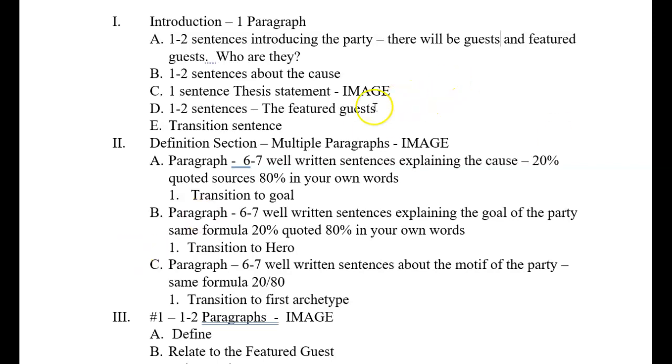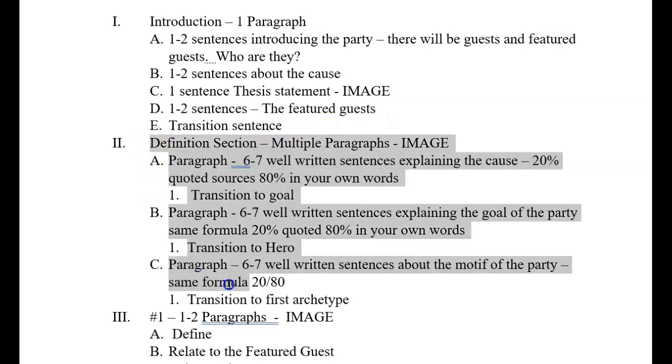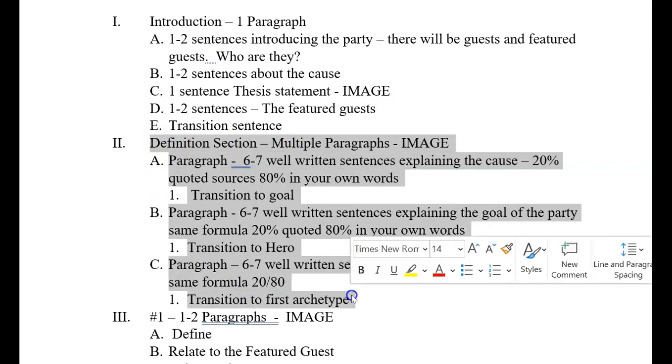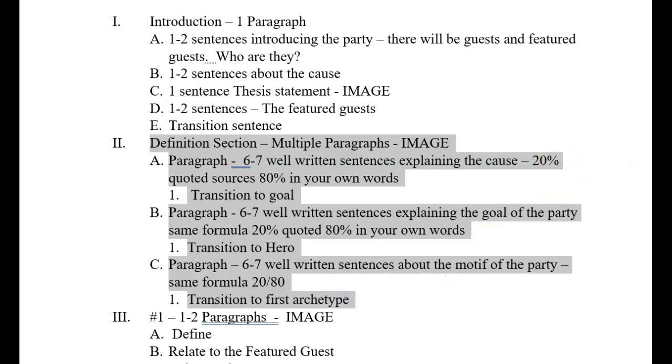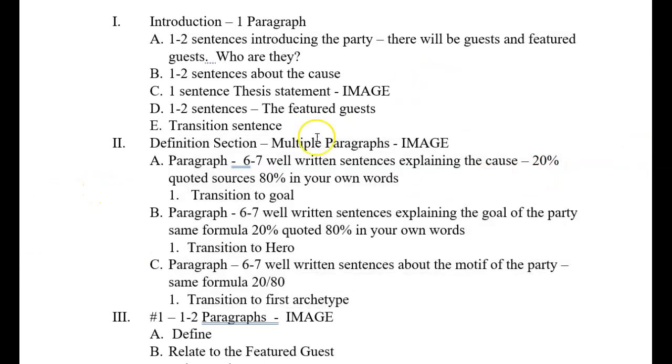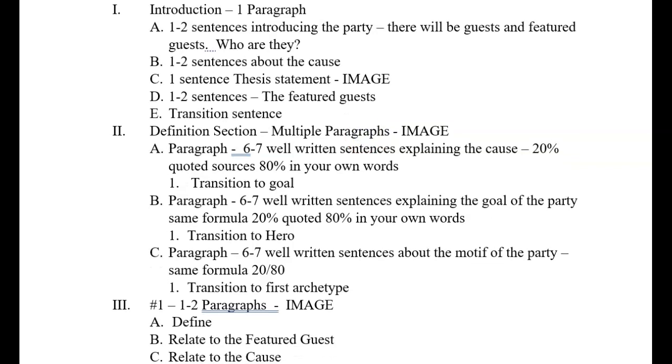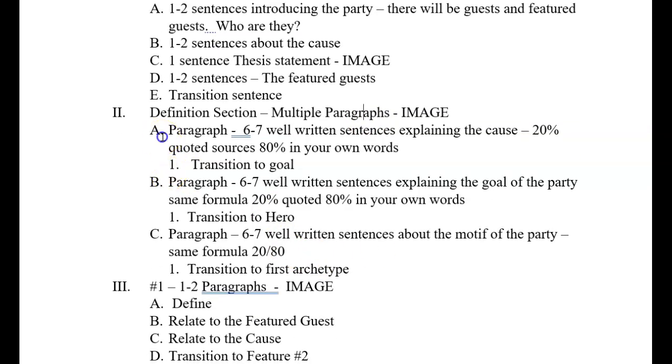Then you have a transition sentence. Now this section is always going to be the same. Whether you are writing this essay, a master's thesis, or a hero archetype or any other thing, the second section of your essay, which is multiple paragraphs, needs to explain to the reader everything the reader needs to know to be able to support your thesis.